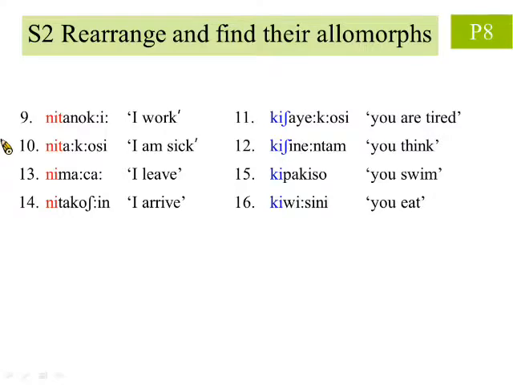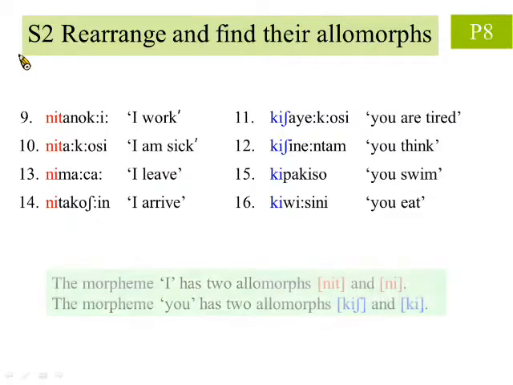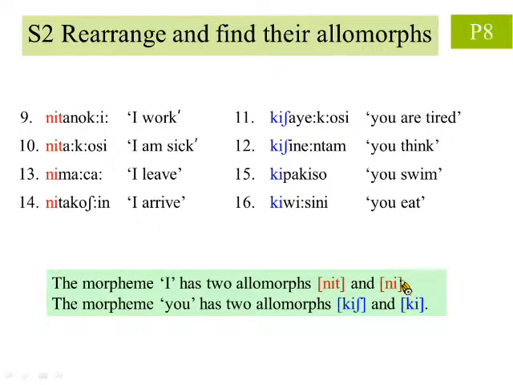Step 2. Separate the colored words into two groups. We see that the morpheme meaning I has two allomorphs, nit and ni, while the morpheme meaning you also has two allomorphs, kit and ki.